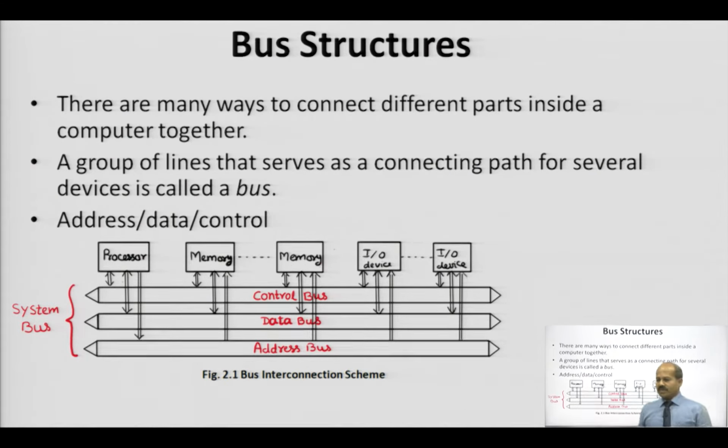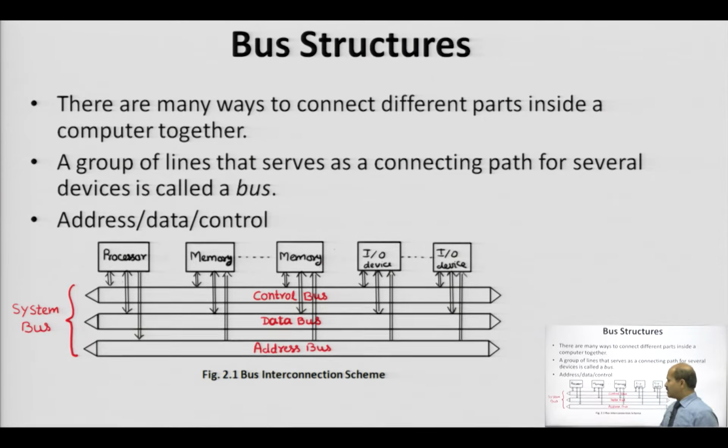So, as you can see, there are various components in the system: processor, memory, I/O devices. They are connected through a common group of lines. These groups of lines are nothing but the bus. These sets of lines are used to transfer data from one place to another, meaning two units can communicate their information through a common bus. So, a bus can be defined as a group of wires.